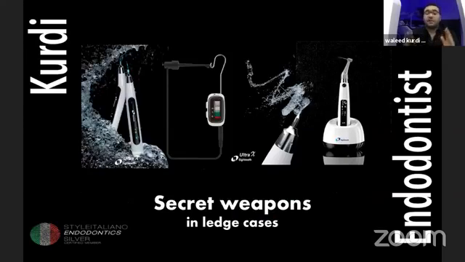So now my secret weapons in ledge cases, as we said, if I can see the ledge, indeed I will use ultrasonic, Ultra X in the lowest power, and you will gain the main pathway of the canal and decrease the ledge a little bit. If I cannot see the ledge under the microscope, I will just do my protocol as I told you. Initial negotiation with D finder, then bypassing with K file number 10 and 15, then indeed I will use Phantom correction files in the reciprocation mode with eConnect S endomotor.